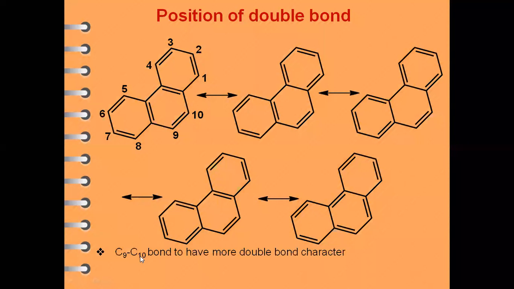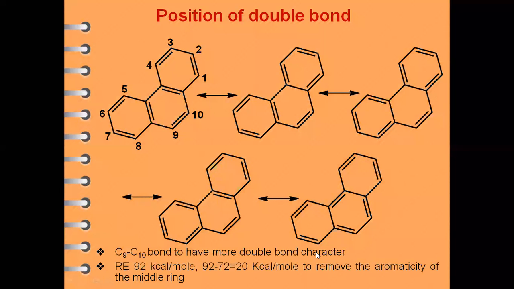Now, the C9 and C10 bond has more double bond character. Whenever we compare these structures, carbon number 9 and 10 show more double bond character. That's why they are more reactive from the chemical point of view.